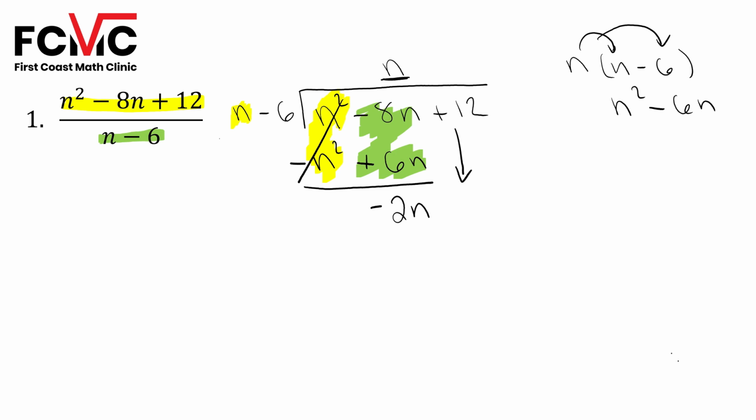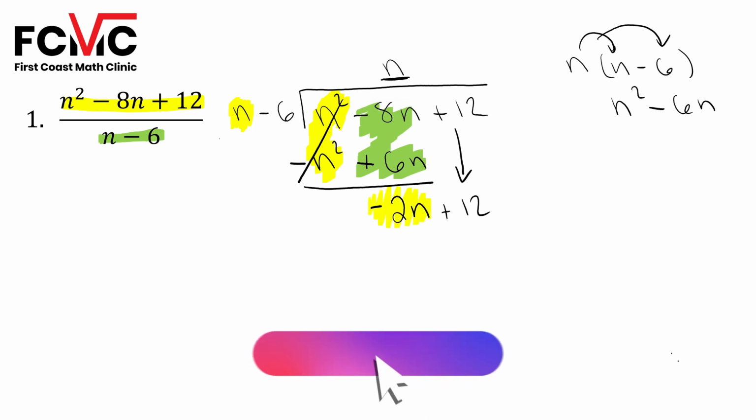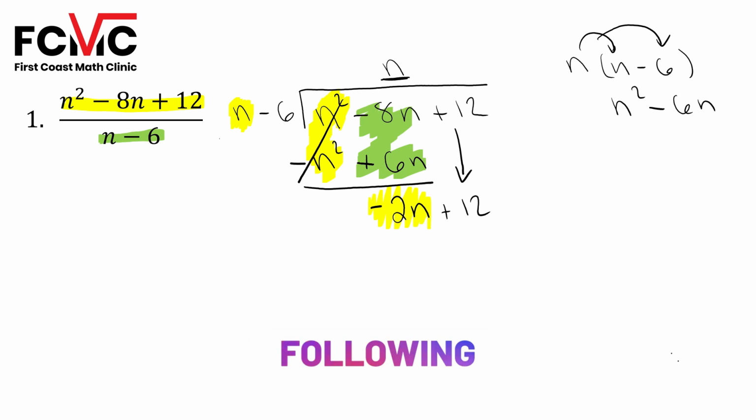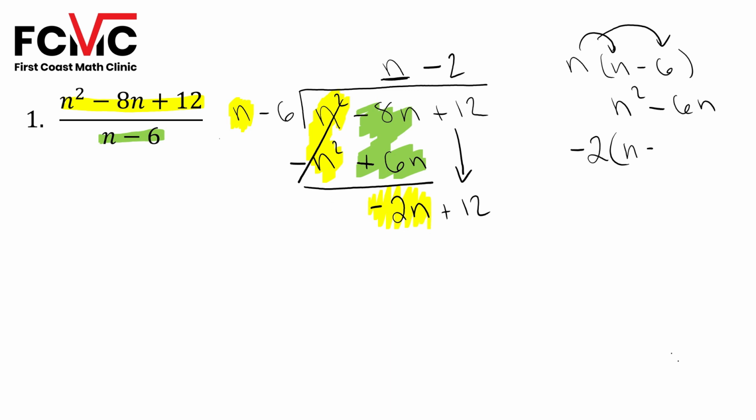Now to continue this division, let's bring down the plus 12. When we're still looking at the n here, we want to figure out what do we have to multiply n by to get it equal to negative 2n. Well, we can multiply it by negative 2. So if I do that multiplication off to the side, negative 2 times n minus 6, distribute the negative 2 in the parentheses, we get negative 2n plus 12.